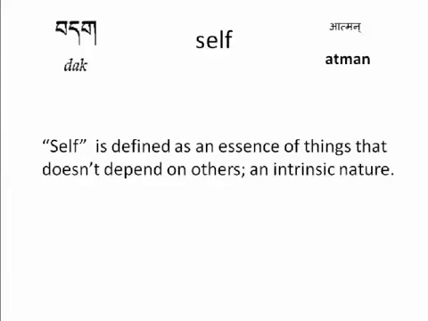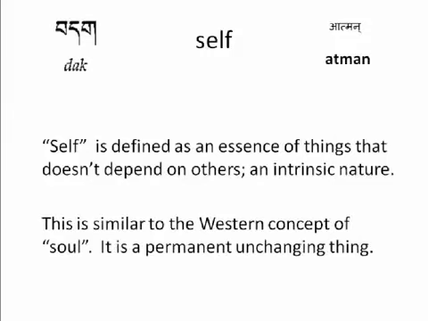So a self is the essence of a thing. Something has its self. So it doesn't necessarily mean human. It could be anything's got a self. And it doesn't depend on others. It's an intrinsic nature. When we're looking at humans, it's a similar concept as soul. And again, you probably haven't thought about how you really define soul, but the idea of soul is that it was a permanent, unchanging thing. That your soul goes on, and it's always been, it always will be, and it never changes. That part of you doesn't change.